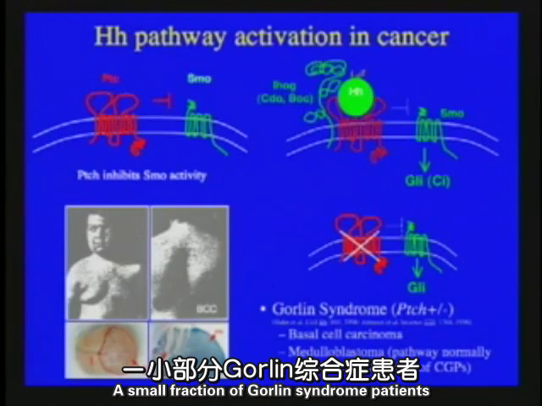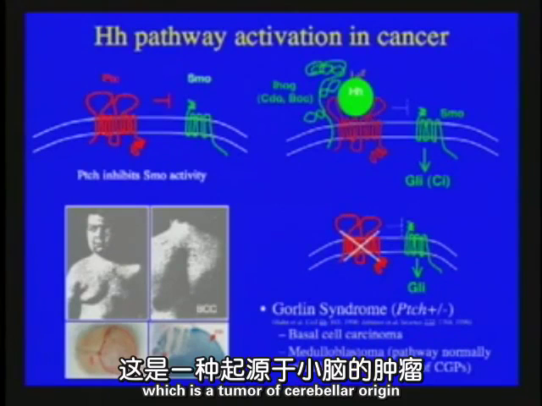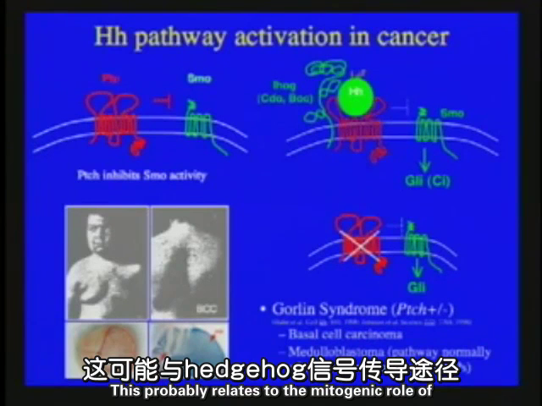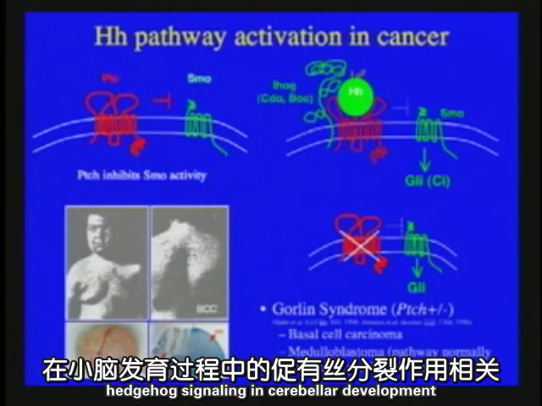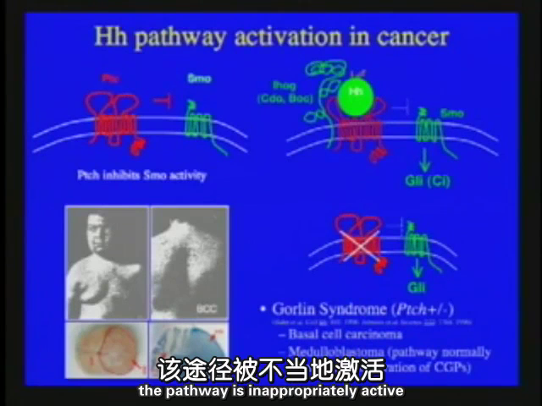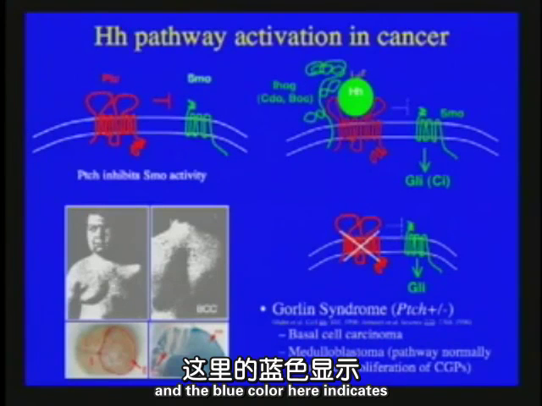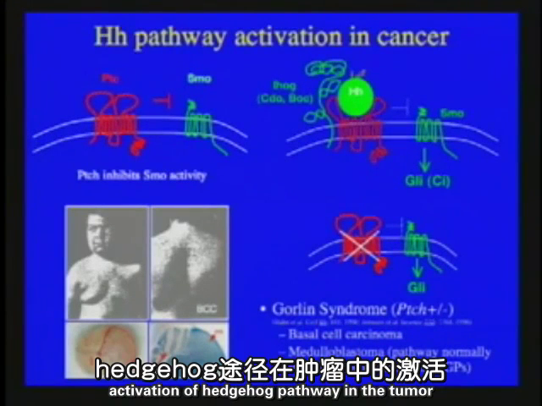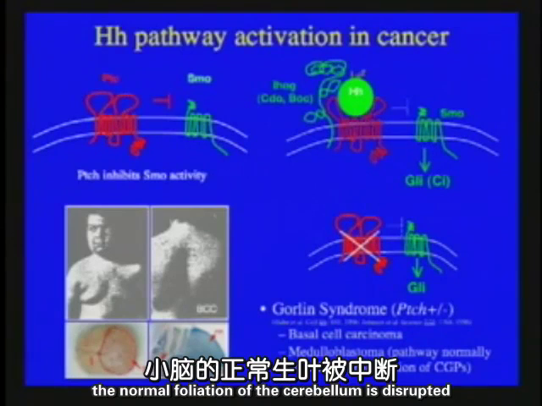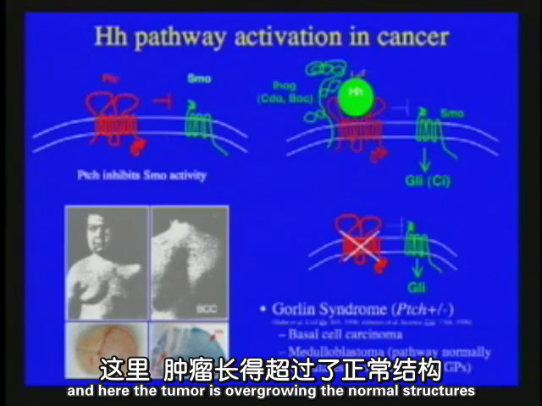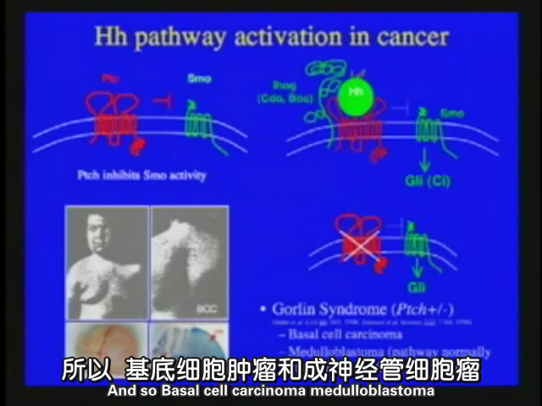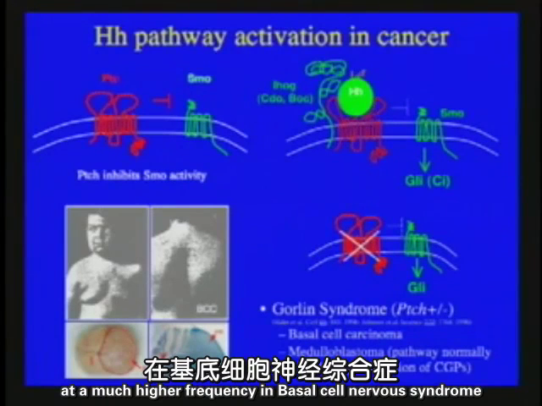A small fraction of Gorlin syndrome patients get medulloblastoma, which is a tumor of cerebellar origin. This probably relates to the mitogenic role of hedgehog signaling in cerebellar development. The pathway is inappropriately active, cerebellar tumors result, and the blue color here indicates activation of the hedgehog pathway in the tumor. You can see here that the normal foliation of the cerebellum is disrupted, and here the tumor is overgrowing the normal structures. And so basal cell carcinoma and medulloblastoma are both seen at a much higher frequency in basal cell nevus syndrome, or Gorlin syndrome.